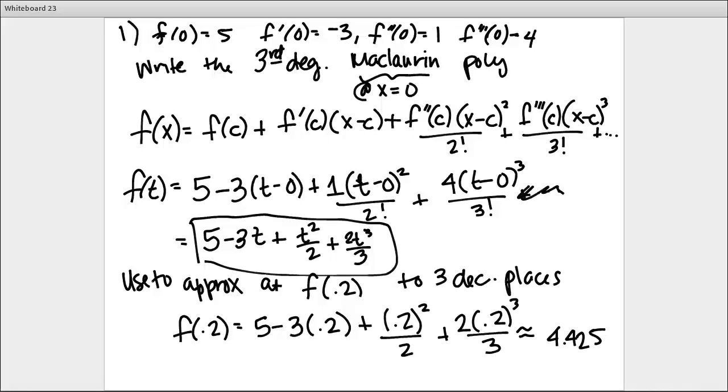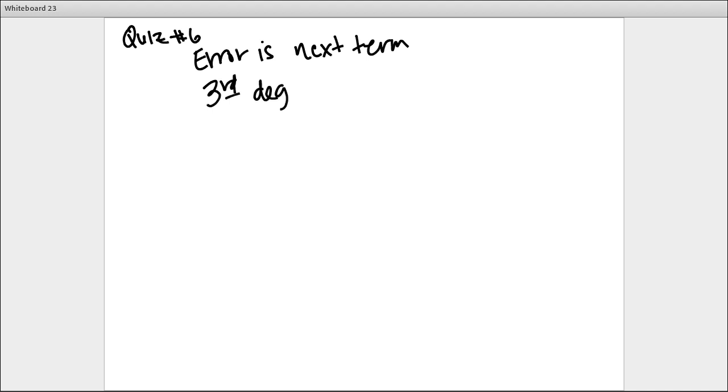All right. The other thing we can do is ask you for the Lagrange error, and a good question for that one was number 6 on the quiz. So quiz number 6. But here's what you need to know. You need to know that the error is the next term. So if they've given you a third degree polynomial, then the error will be the fourth term.